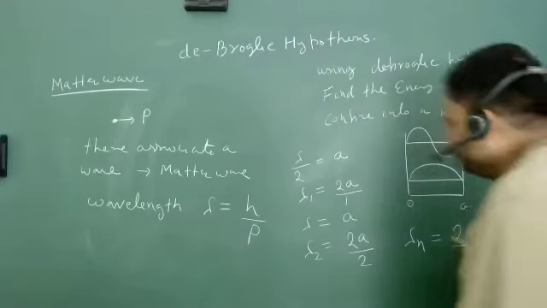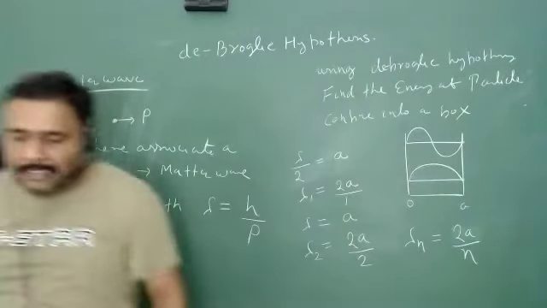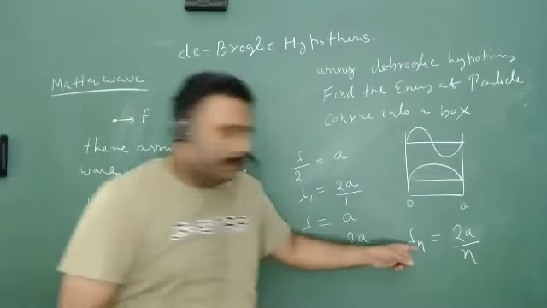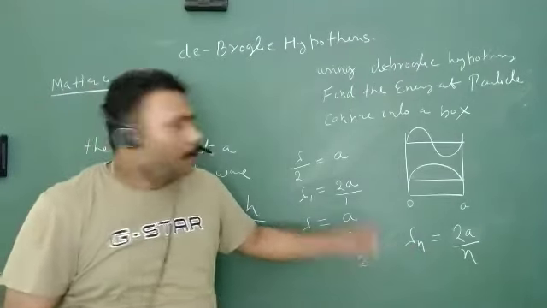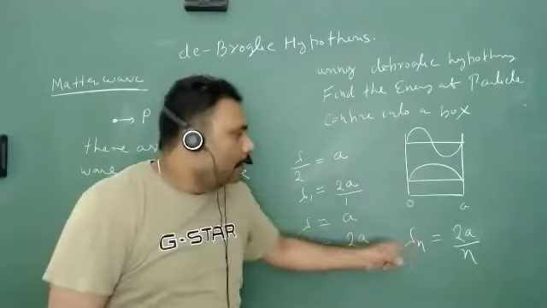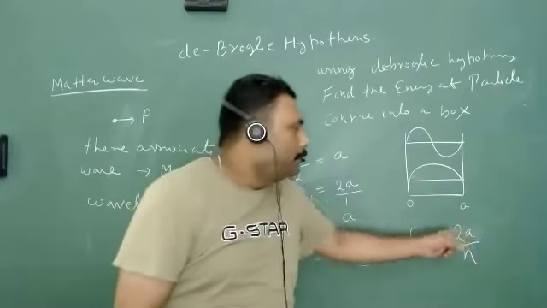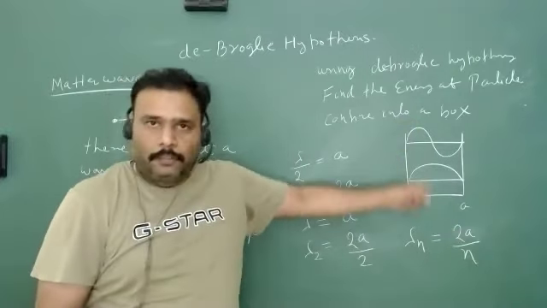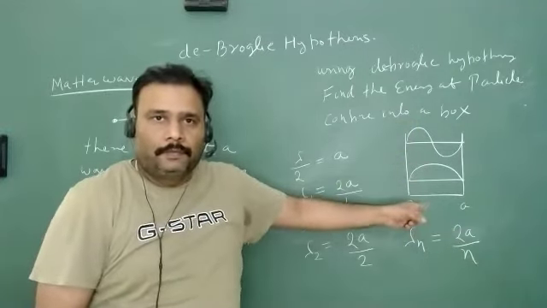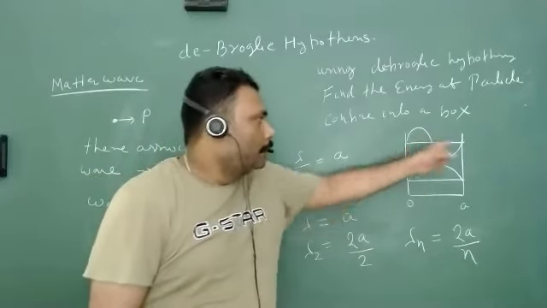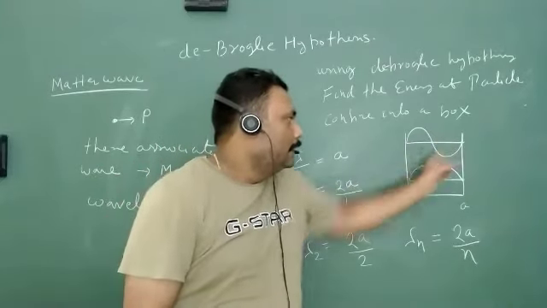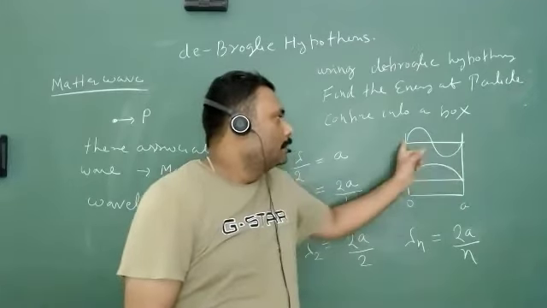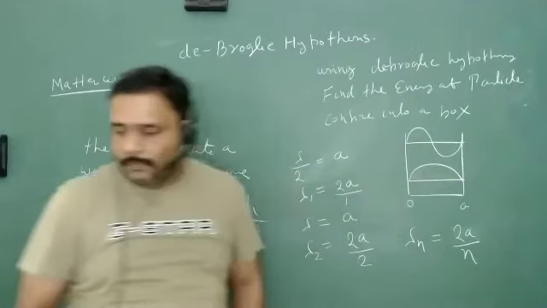So what is the meaning of that? It means that all lambdas are not possible. Only some lambdas are possible, which will just behave as 2a upon n. That will be the pattern of your wave. This is all about the property of a wave. It must be 0 at the ends. The node must be there. So this kind of situation is there.